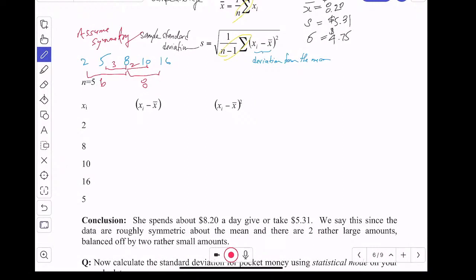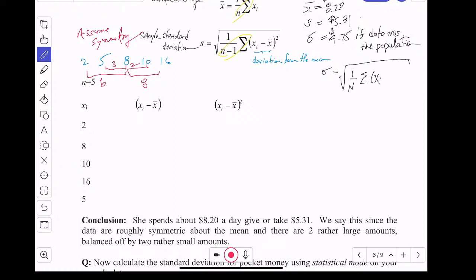And I told you this is the one we want because this is just a sample. If it was the population, all of the data, we would use that one. But we don't have all the data, we just have a sample. So we use this one. It's important to notice that ours will always be bigger. The formula used for sigma, the population standard deviation, is actually like this.